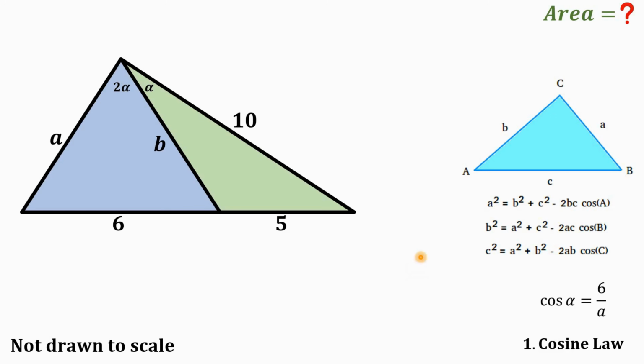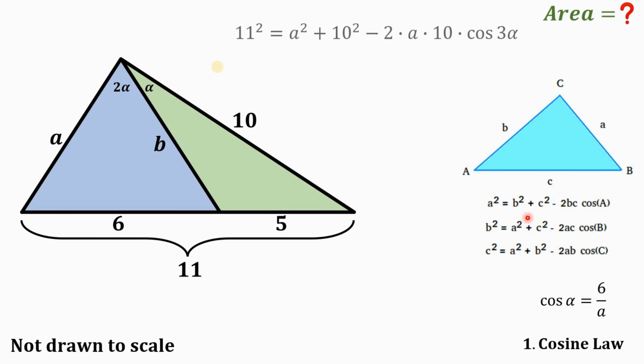And now we can use the cosine law. So this length on the bottom part must be equal to 6 plus 5, or simply equal to 11. Now this is just plug and play. So using the cosine law, we have 11 squared equals A squared plus 10 squared minus 2 times A times 10 times cosine of 3 alpha. Now we need to simplify this equation and isolate cosine of 3 alpha. If we do that, we have cosine of 3 alpha equals A squared minus 21 all over 20 times A.